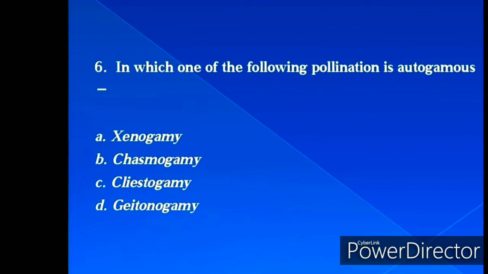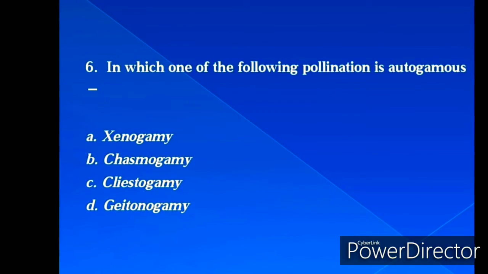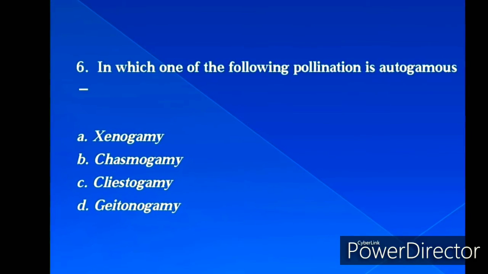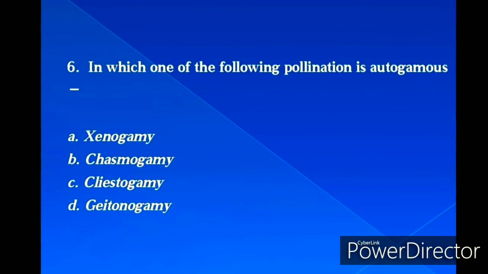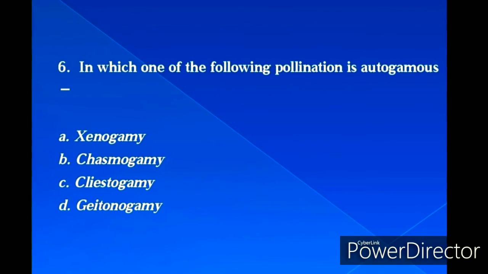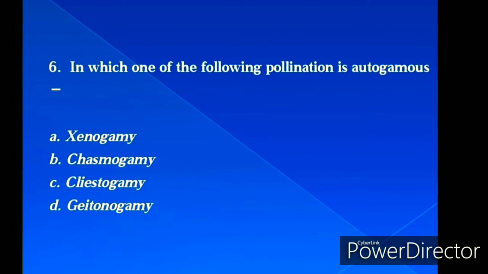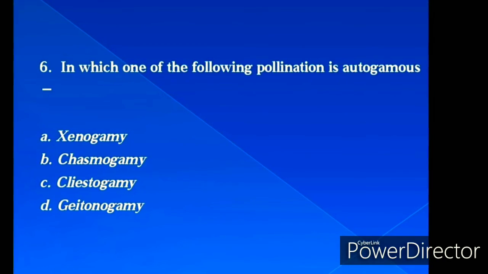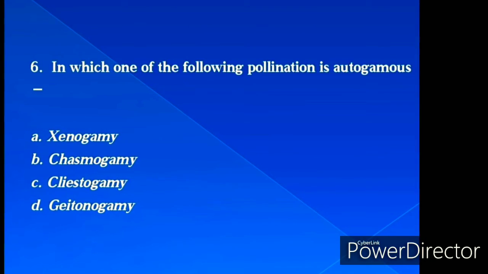So next, in which one of the following is pollination autogamous? Option A xenogamy, option B chasmogamy, option C cleistogamy and option D geitonogamy. Answer is option C cleistogamy. Look here, bisexual flowers which remain always closed, we call them cleistogamous, and such a condition of flower is called cleistogamy. In such flowers, the anthers and stigma lie very close to each other. When the anther dehisces in flower buds, pollen grains come in contact with the stigma to effect pollination. So thus we can say that cleistogamous flowers are invariably autogamous.